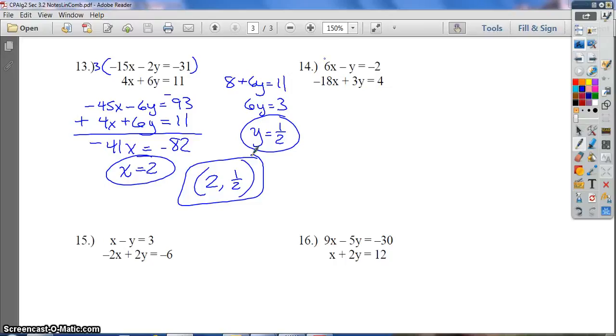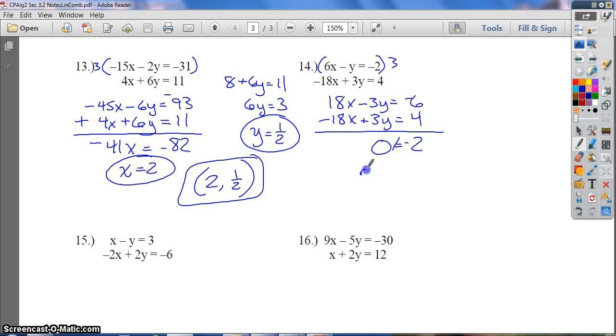14. Looks like I can multiply this one by 3. And that's going to make everything happy. 18x minus 3y equals negative 6. Negative 18x plus 3y equals 4. So add them vertically. These cancel out, leaves me with nothing. No solution for that matter. Okay?